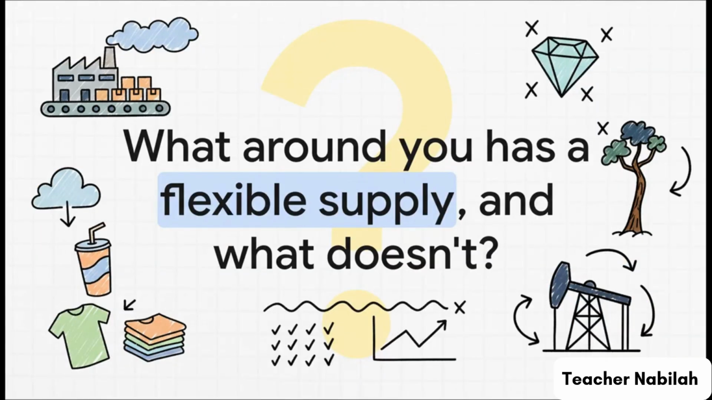So there you have it. Now you're in on the secret. The next time you see that frustrating sold out sign, or you marvel at how something is always on the shelf, you'll know exactly what's going on behind the scenes. So I'll just leave you with this thought. Start looking at the world through this new lens. Which things around you are flexible and which are rigid? And what does that tell you about their price, their availability, and maybe even their future?